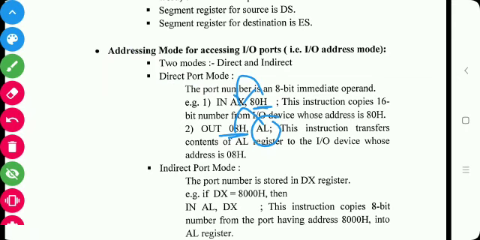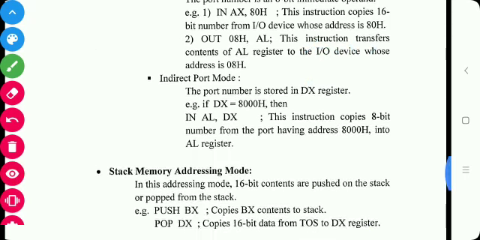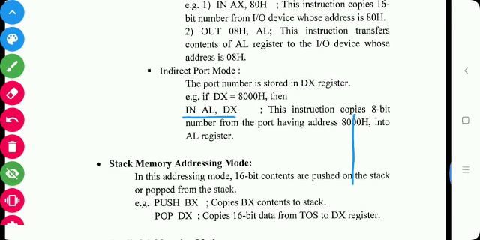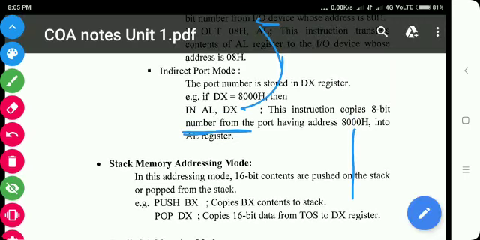So in the direct port mode, the address is specified in the instruction, while in the indirect port mode, this address is stored in the DX register. The example of this is IN AL, DX. So this address is stored in the DX register.